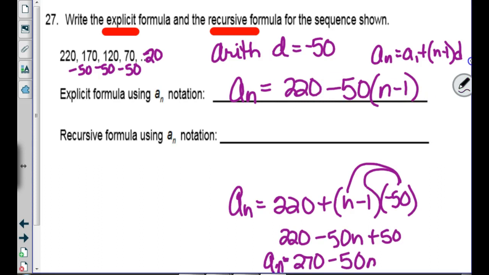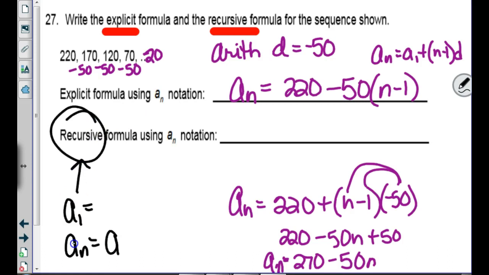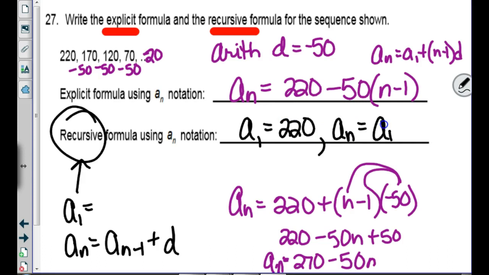Okay, does anybody remember recursive? It's not on the sheet. You have to tell me the first term, and then it's the previous term, and then it's either times the ratio or plus the difference. So what's the first term? And you can put that statement at the front or the back. And every term after that is the previous term, what? Minus 50.